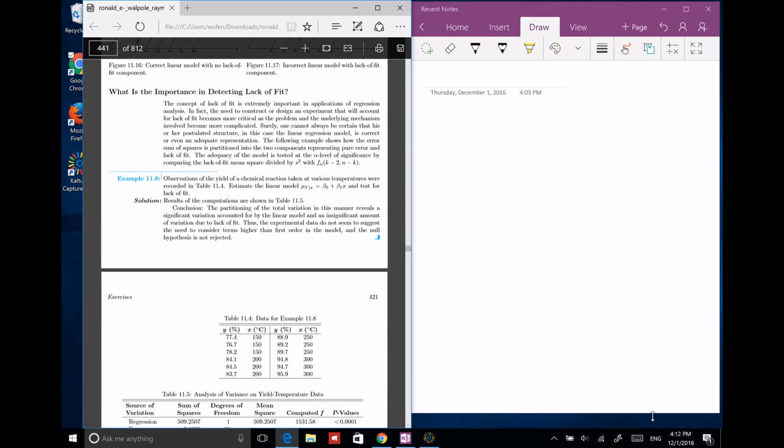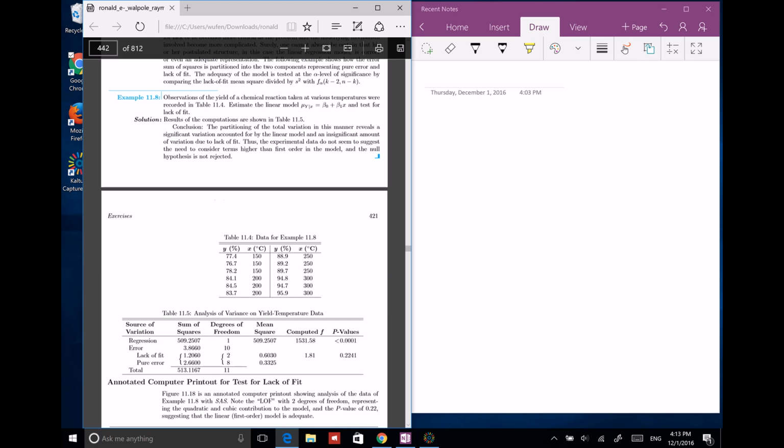For example, let's look at the example in 11.8. Observations of yield of a chemical reaction taken at various temperatures were recorded in table 11.4. So this is recorded in the table. We have repeated values for 150, 200, 250, 300. Okay, so the conclusion, we have a result. This is the analysis result, and the partition of the total variation reveals a significant variation accounted for by the linear model and an insignificant amount of variation due to lack of fit. Thus, the experimental data do not seem to suggest the need to consider terms higher than first order in the model, and the null hypothesis is rejected.